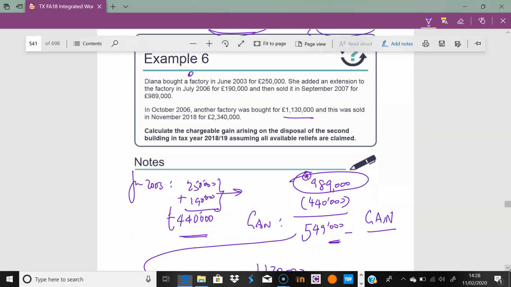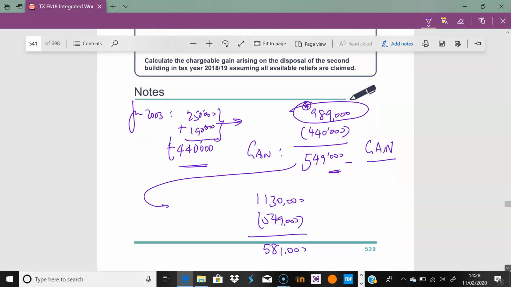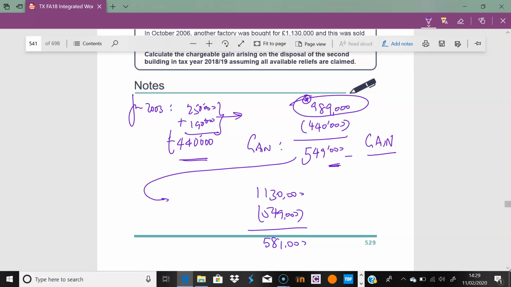Because again it's a factory. So later on in the future, when you sell it, this will be the base cost. Imagine I sell this for 1.2 million next year. That's the base cost, and that gain of 549 is in here. It crystallizes, it comes out. So it's not the end of the world. It's actually quite a good way to do things. So this is how we deal with this. This is what's referred to as rollover relief.